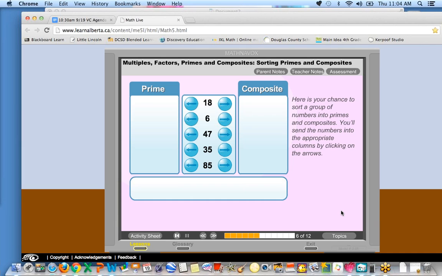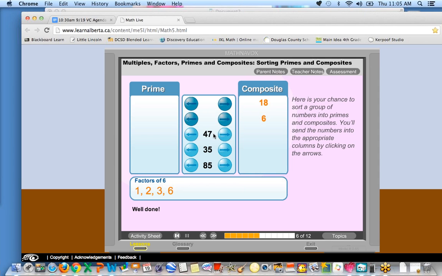18, prime or composite? Think hard, Adam, because we have 1 times 18, but there might be more. 3 times 6, for instance? 2 times 9? Okay, so it has to be composite. There are more than just a 1 and itself. What about 6? Prime or composite? Definitely composite. Look at all the factors of 6.